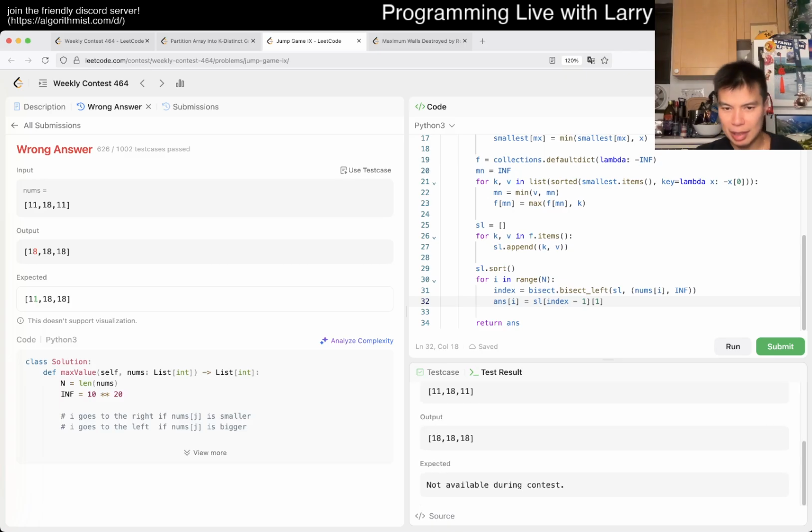Is it a misunderstanding or a thing? Expected is 11. Oh, it has to be strictly smaller. Okay, I mean that's an easy fix if I could figure it out. That actually changes it a little bit. I have to think about it.